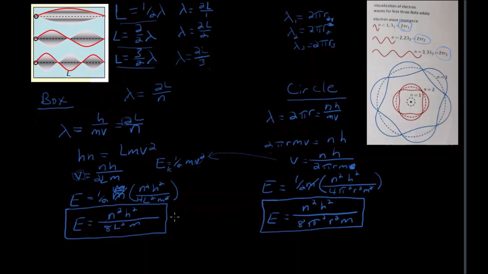Okay, so we have it if you want to solve it as a box, and we have it if you want to solve it as a circle. The circle one is probably the most common one, because really you treat an atom as being more of a sphere than you do a box. But just so you know how to do both of those.